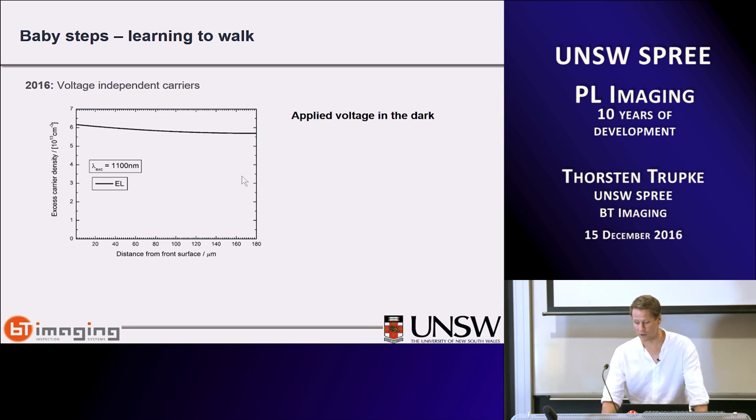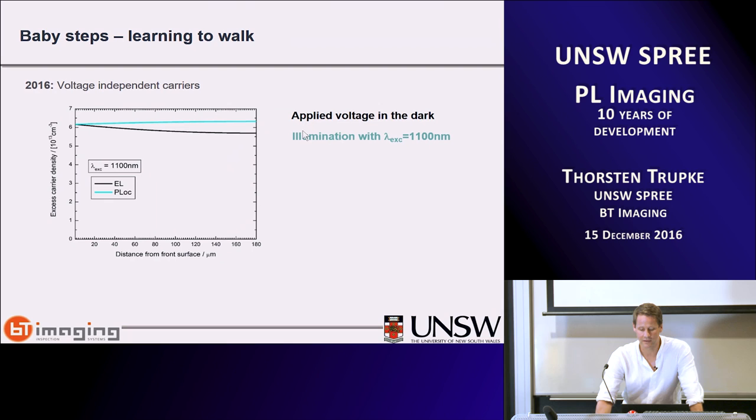Now, to give you an example of how this looks in practice, this is the carrier density in a wafer or in a solar cell where we apply a voltage in the dark, about 625 millivolts. And then here, you see the carrier density under illumination with 1,100 nanometer excitation, where we've chosen the intensity to be such that the voltage at the junction is the same as in the EL case. And you see that those carrier distributions are different. You have extra carriers in the photoluminescence case compared to the electroluminescence case.